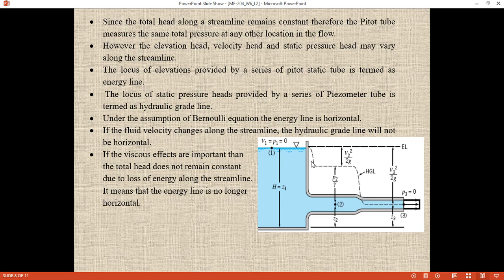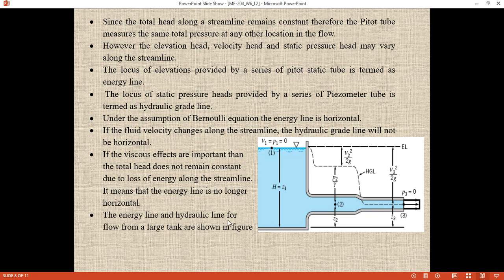As the hydraulic grade line is changing, the hydraulic grade line is the sum of the elevation head plus the static head. So if the velocity is changing, the static head will reduce and the dynamic head will increase. When you come here, the velocity will increase, your static head will reduce. So here the static head is 0 because the pressure is equal to the atmospheric pressure. The total energy head is the elevation head plus the dynamic head. Let's move further.